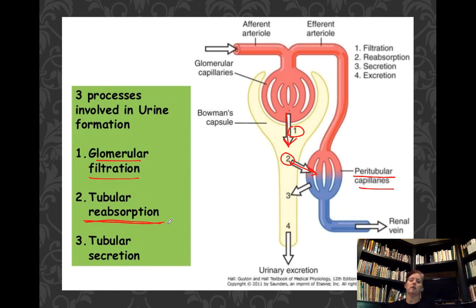Now, on the flip side, there are things that we want to get rid of. And so there are substances that we can move from our bloodstream into the tubule, because we know that anything that's in the tubule is going to end up leaving the body as urine. So we can get rid of it. It may be metabolic waste products or drugs or poison. We can move those substances from our capillaries into the tubule, and we know that they're going to be excreted from our body as urine. So we call that tubular secretion.